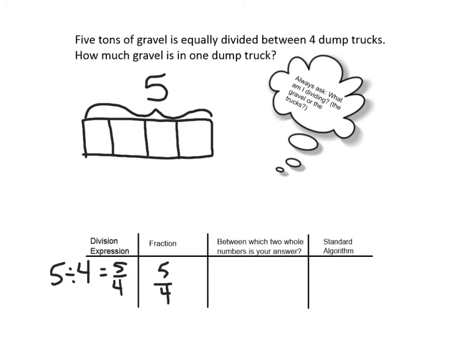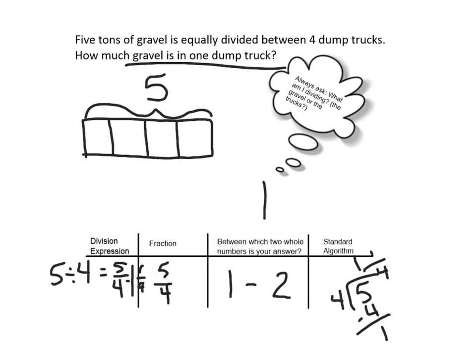Okay? And I know that 5/4 equals 1 and 1/4 left over, because I could pull 4/4 out of that, and 4/4 plus 1/4 equals 5/4. Between which 2 whole numbers is your answer? So I know it's 1 and 1/4, or 5/4, and I know that's greater than 1, but less than 2. And my standard algorithm is 5 divided by 4. 4 goes into 5 one time. 1 times 4 is 4. I subtract and get 1 left over out of 4. So the answer, how much gravel is in 1 dump truck? 1 and 1/4 tons of gravel in 1 truck.